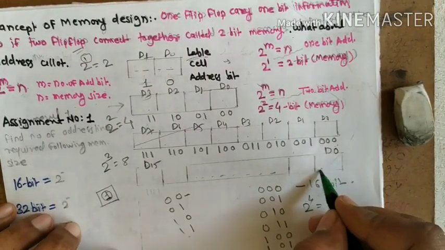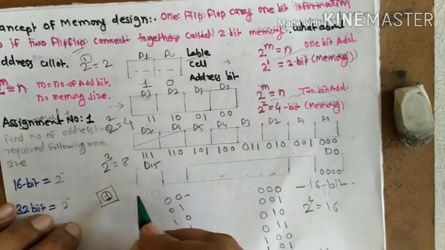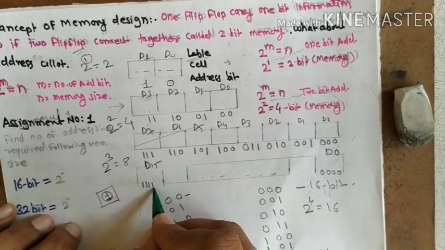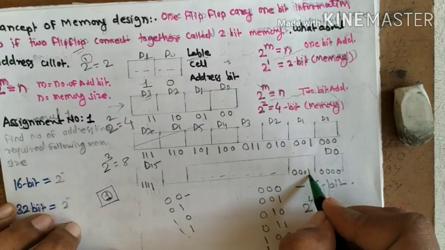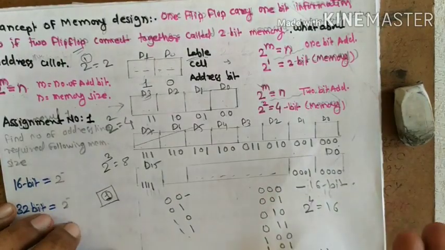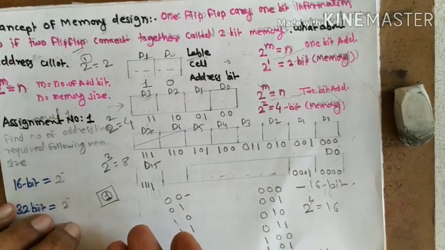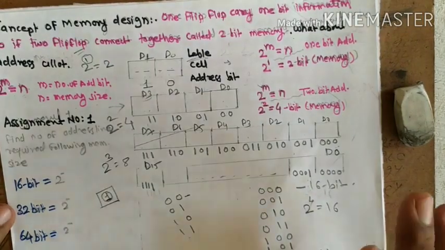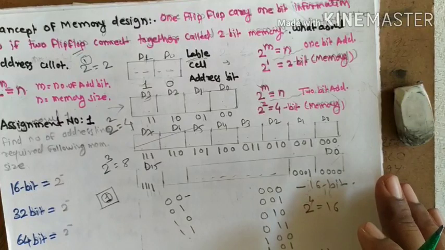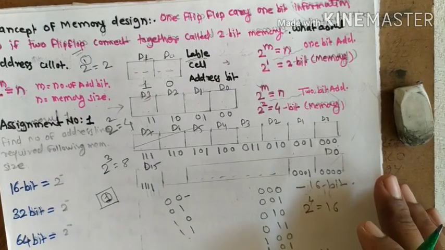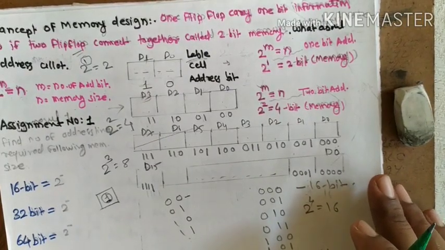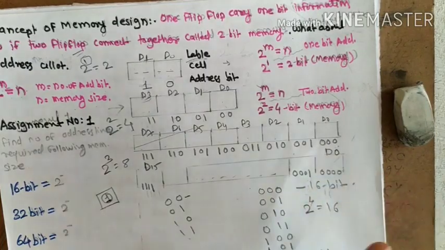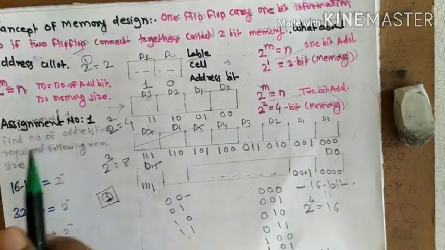So we write 0 0 0 0 and the last one is 1 1 1 1. According to this, we have to allocate the different addresses for a 16 bit memory. If you understand the concept of memory design, what the size of memory is, and how to allocate the address of a particular memory, then please solve assignment number 1.